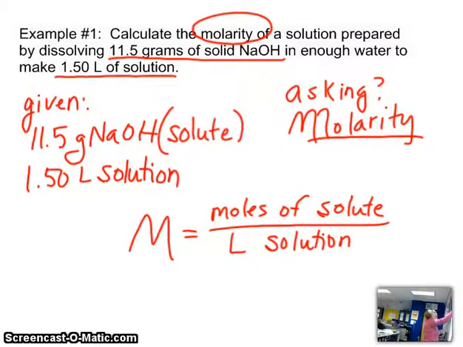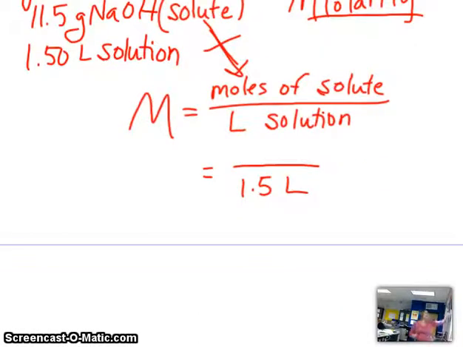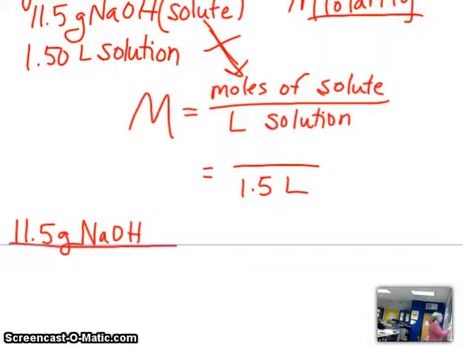I cannot plug grams in there. That is moles. So I'm going to have to convert it to moles before I plug it in. But I can put the liters in the denominator of my solution. I have 1.5 liters. So before I can plug the moles in, I have to take the 11.5 grams that they gave me of the NaOH and convert it to moles by dividing by the formula mass.